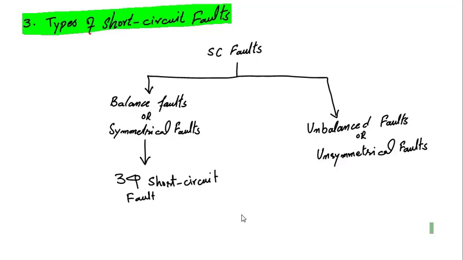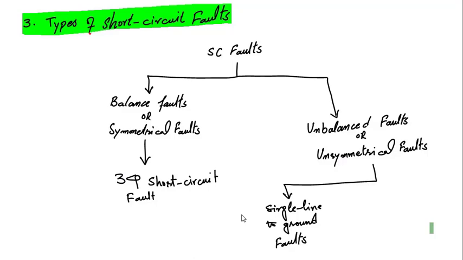Why do we call it balanced? Because in this fault condition, before and after the fault, current and voltage in all three phases remain balanced, meaning their magnitudes are equal and the phase angle between them is 120 degrees. That's why these faults are known as balanced faults. And in case of unbalanced or unsymmetrical faults, there are further three types.